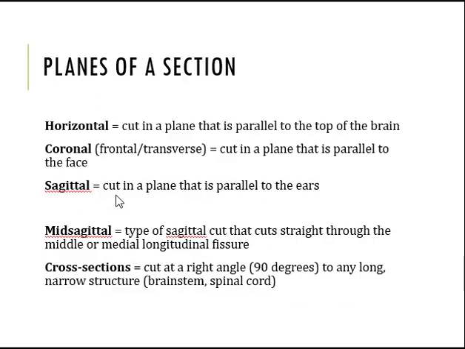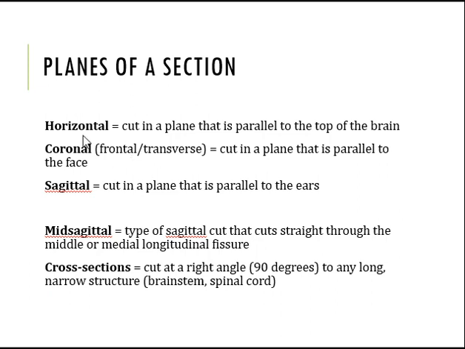So now we need to cover planes of section, how things are cut or dissected for the brain. And we have several different cuts here: the horizontal, coronal, sagittal, mid-sagittal, and cross-section. So a horizontal cut is actually not a cut that we'll look at this semester, but it's still important to talk about. And it's cut in a plane that's parallel to the top of the brain. And cross sections are actually a type of horizontal cut that are done on long or narrow structures.